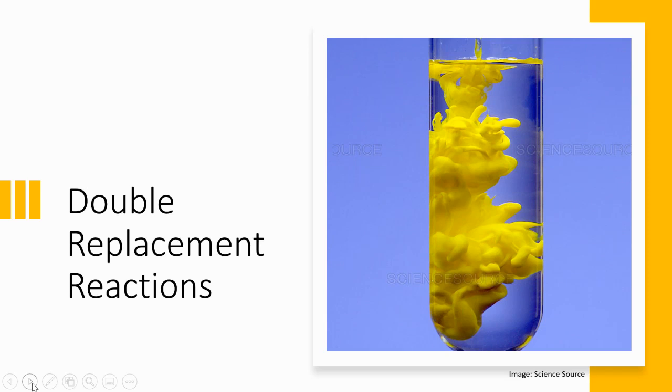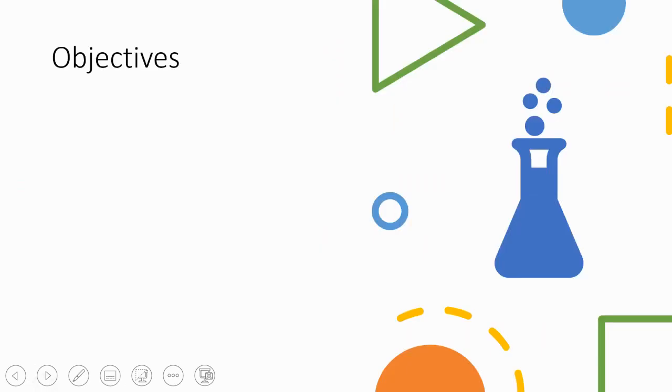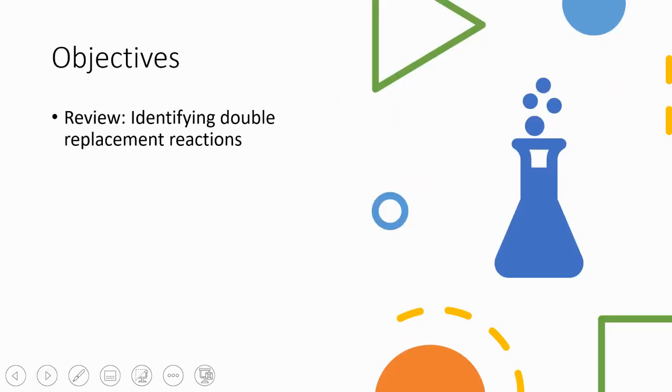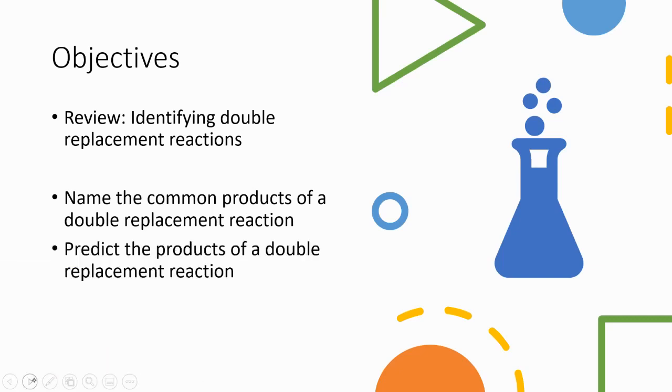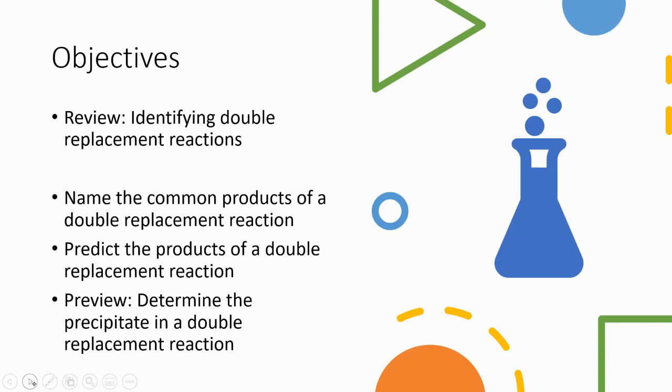So you've already seen these, you've already done some general forms and descriptions of them. And today I want to talk about some more details. So what we're going to do today is review identifying double replacement reactions. How do we know we're looking at a double replacement reaction? How do we determine what the common products are of a double replacement reaction? What the products of the reaction are going to be, the actual chemical products of the reaction. And lastly, we'll preview determining how we can tell if something is going to be a precipitate in a double replacement reaction.